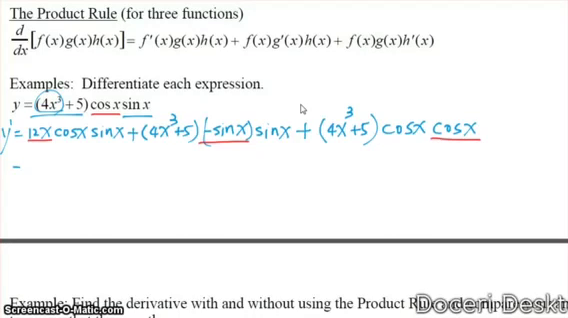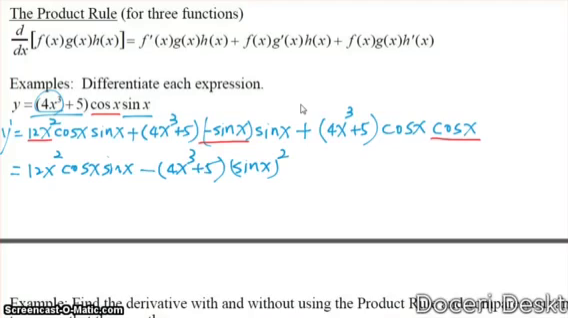Oh, I missed something. My bad. 12x squared cosine x sine x, plus, well, minus, negative right here, negative 4x cubed plus 5 multiplied by sine squared, like that, plus the first term doesn't change, those two are the same thing, cosine squared, and this nice little long thing would be your answer.